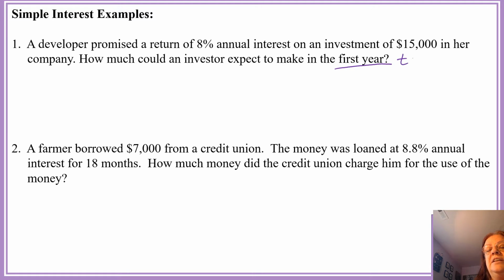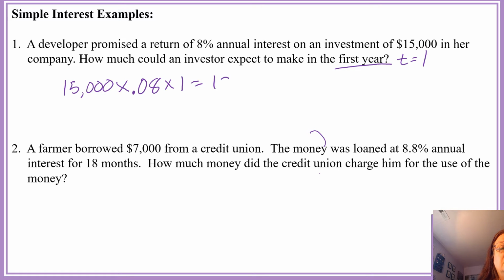So that means that my time is 1, first year. All right, so I have the principal is 15,000. I'm going to multiply that by the interest rate of 0.08. And since it's times the years, the number of years invested, that's only a 1. So we really don't have to worry about it at this time. So what we're doing is 8% of 15,000. And we get $1,200. So an investor could expect $1,200 in the first year.